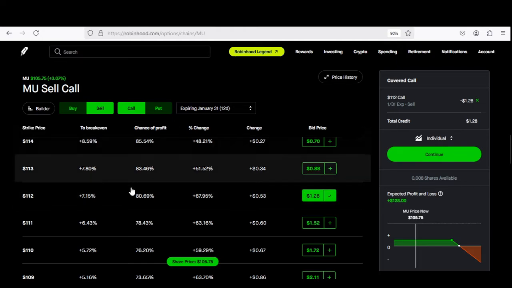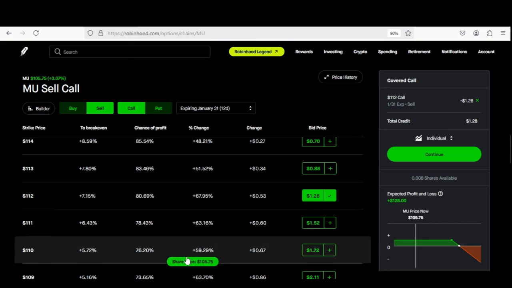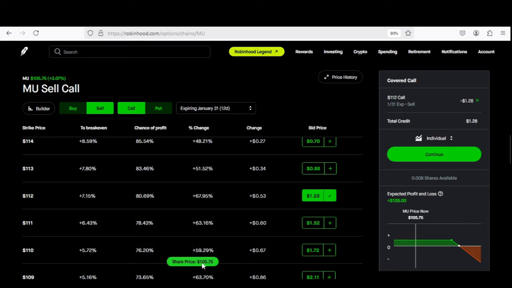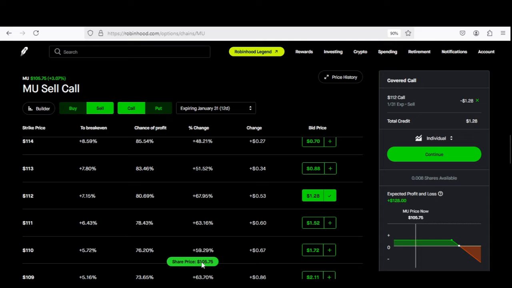Now, back to the chance of profitability. The chance of profitability here is 80%. And the reason why I did 80% is because, let's say you bought 100 shares of this stock at $105.75. In order for you to do this option strategy, you must first own or control 100 shares of the stock. So once again, we bought 100 shares at $105.75, so it's about $10,500 for 100 shares.